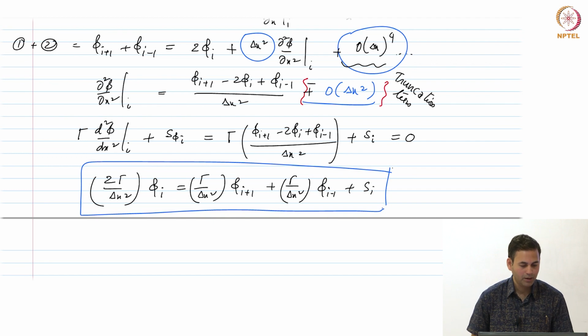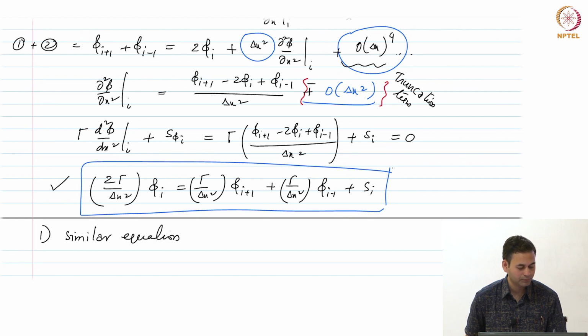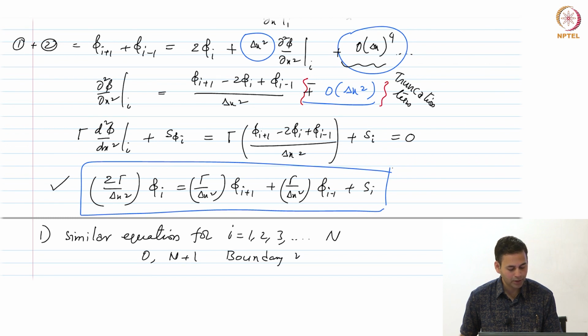All right. Now, I can write a similar equation for every node that we have. For every i plus 1, i minus 1, I can write a similar equation. So, we can generate a similar equation for i equals 1, 2, 3 and so on, all the way to n. Let us say we have n nodes, and we call 0 and n plus 1 the boundary nodes that fall on the boundary. So, we can generate n such equations.